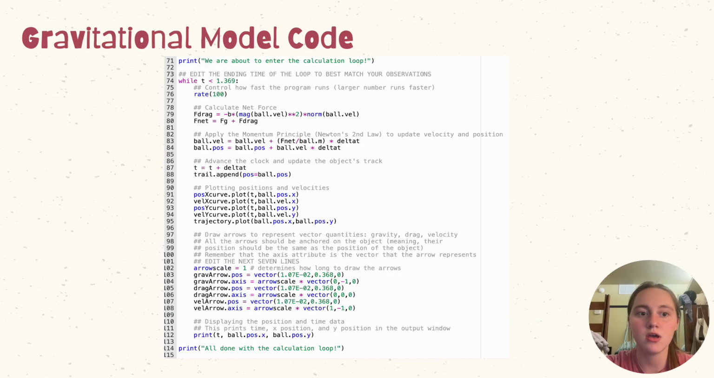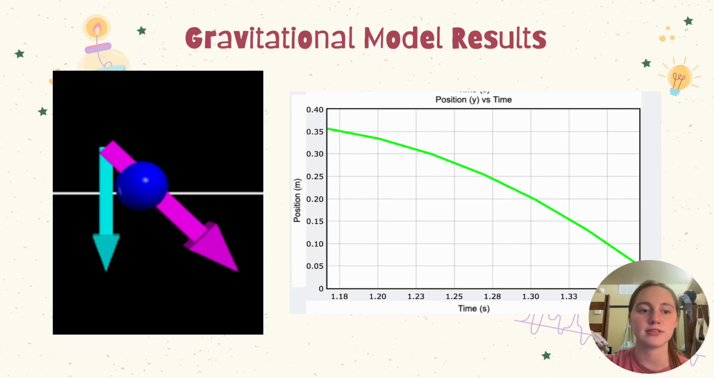For the rest of the code for that model, there is a while loop, and on line 79 it sets the drag force, and line 80 defines F net as the force of gravity plus the drag force, and then lines 82 through 84 apply the momentum principle. And this was the result of the gravitational model. The blue arrow depicts gravity, while the pink arrow depicts the velocity. And this is the position versus time in the y direction.